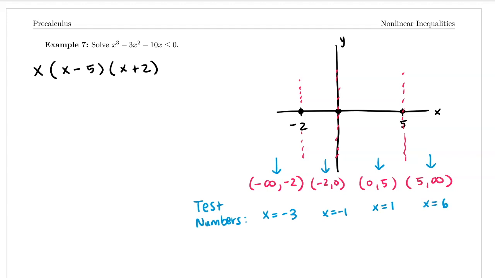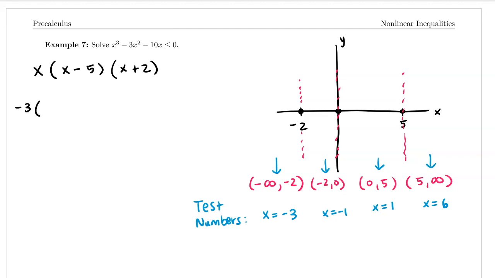Now what is it that I'm doing with these test numbers? I would like to take this value here, x equals -3, and plug it into the cubic function. Now, it does not matter whether I plug it into factored form or the standard form here. I do think that it's going to be a little bit easier if we plug it into the factored form, though. So let's take -3 and plug it in.